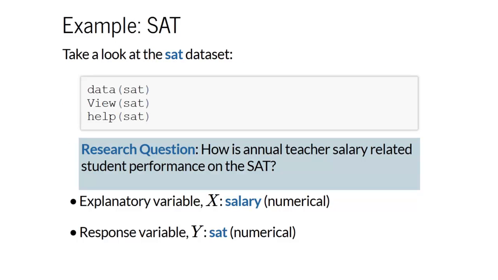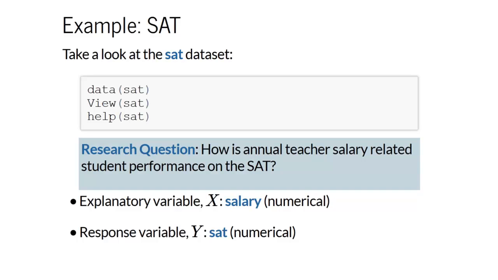Let's look at one more example of this. You should load, view, and run the help file on the dataset SAT. We will see an example of Simpson's paradox when we set out to answer the research question, how is annual teacher salary related to student performance on the SAT? Here we'll treat salary as the explanatory variable, so in other words, X is salary. And we'll treat SAT as the response variable, so in other words, Y is SAT.